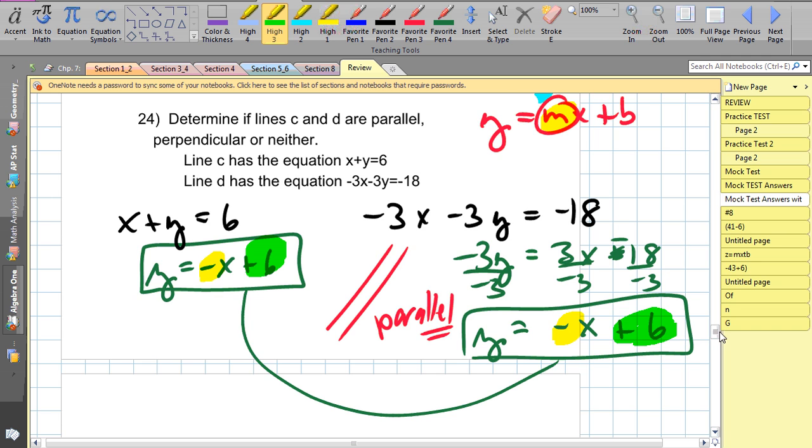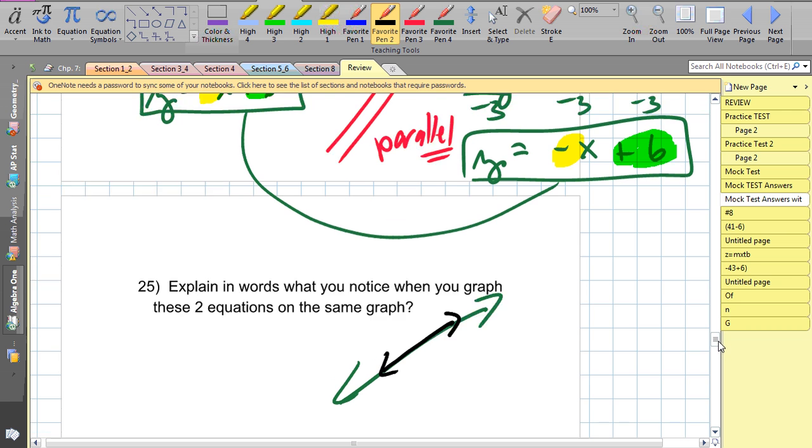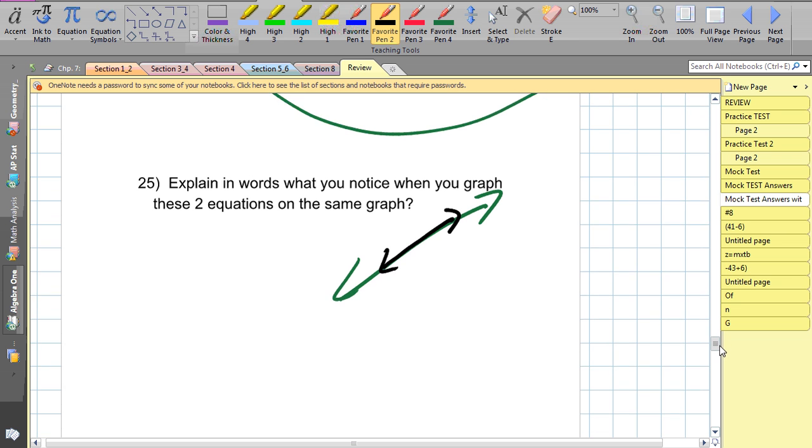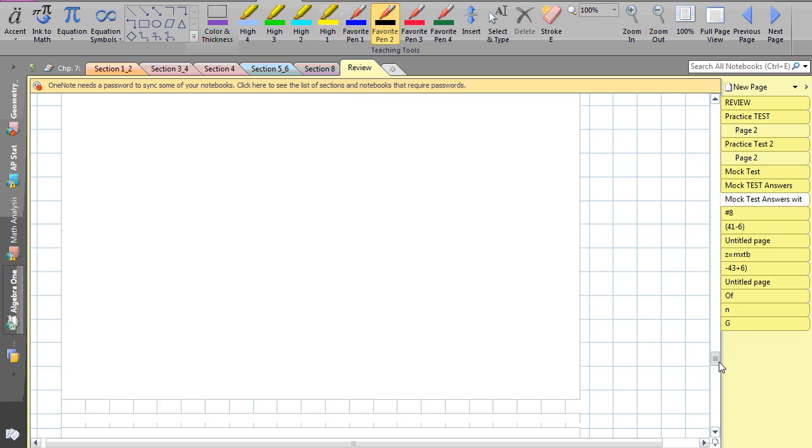And so that's what we're looking for here. We're looking for someone to notice that, look, these are the same exact line. They're on top of each other. It's like graphing one line and another line. So they're on top of each other. Okay? So that's what we're looking for. Some sort of verbal description that it was the same exact line, not two separate lines that never touched. These ones are always touching.